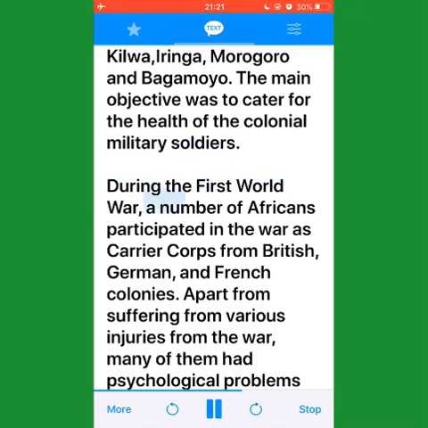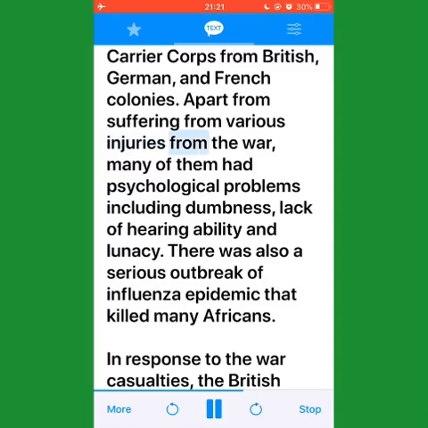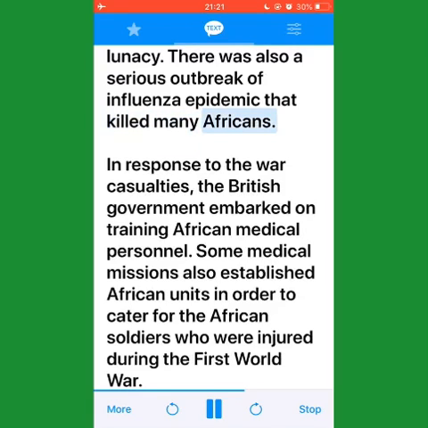During the First World War, a number of Africans participated in the war as carrier corps from British, German, and French colonies. Apart from suffering from various injuries from the war, many of them had psychological problems including dumbness, lack of hearing ability and lunacy. There was also a serious outbreak of influenza epidemic that killed many Africans.